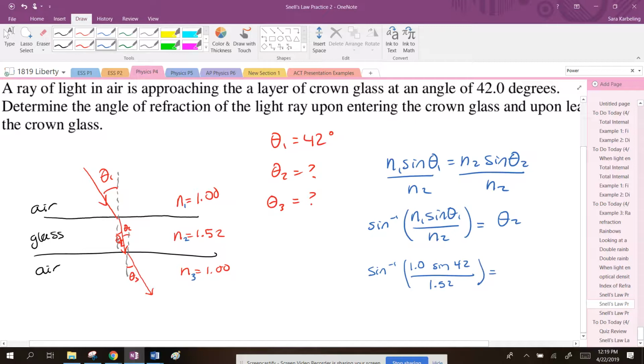What do we get for theta 2, friends? 26.1. Does that answer make sense? How do you know it makes sense? We started at 42 and we're getting smaller, which is what we thought should happen, right? So that's a good thing. I would strongly recommend double checking that every time because it's really easy to get these two mixed up. And if you do, then your answer is going to be wrong. Okay. So just a friendly reminder there.